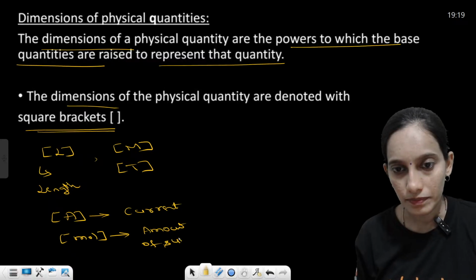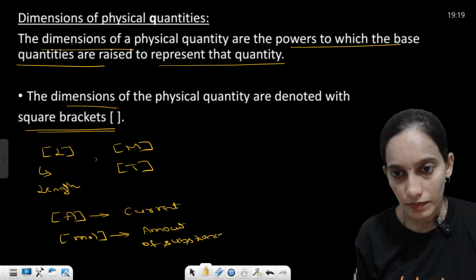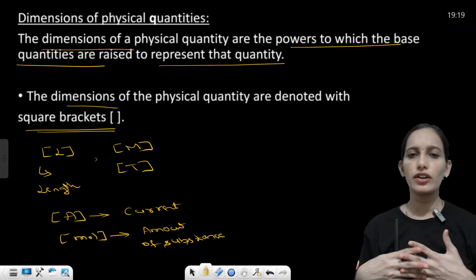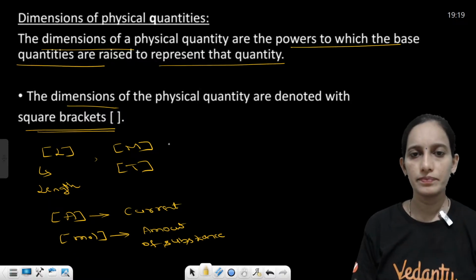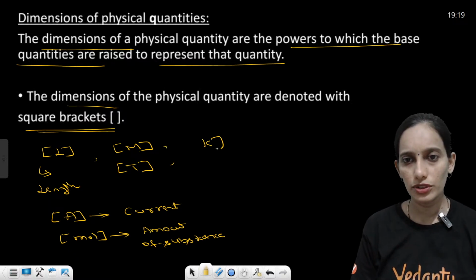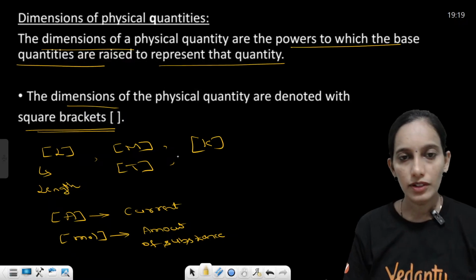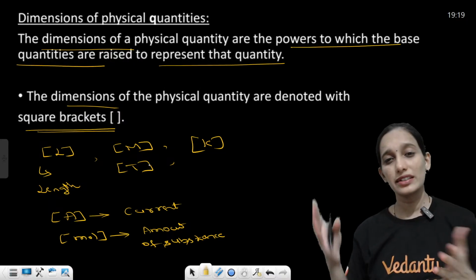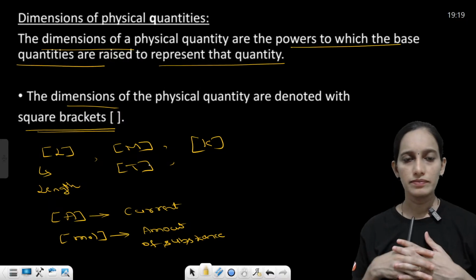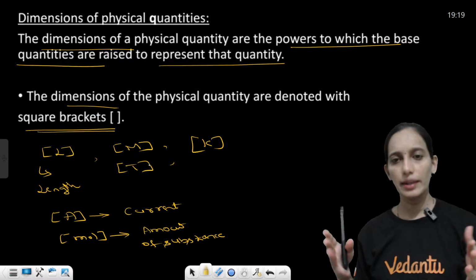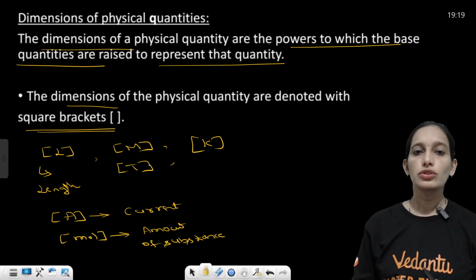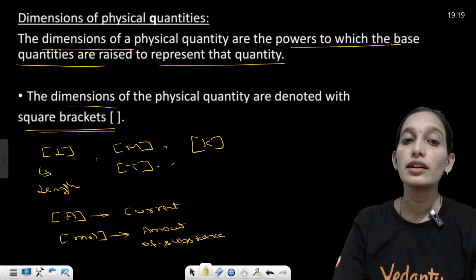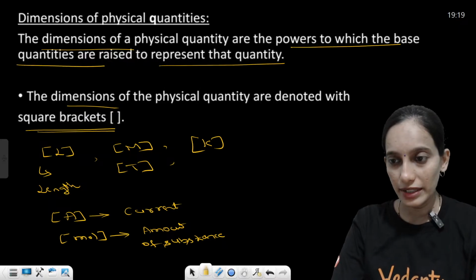Okay, is that clear? Similarly, you can write for temperature, capital K. So I hope it is visible if I write here. Okay, and luminous intensity, that is CD, you can write candela. Okay, so like that. I think temperature is done, current is done. Yeah, so this is how you represent the dimensions of basic or fundamental physical quantity.